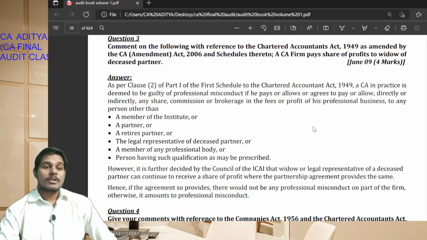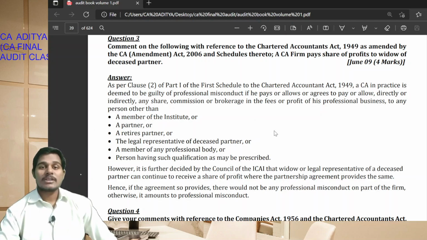Question number 3. Comment on the following with reference to the Chartered Accountants Act 1949 as amended by the CA Act 2006 and Schedule J2. A chartered accountant firm pays share of profits to widow of deceased partner. See students, where a profit is shared with the widow, that is the wife of a deceased chartered accountant, then that is a partner of a firm where a partner has died and his wife is going to receive the share of profits, then it should be provided in the partnership deed.